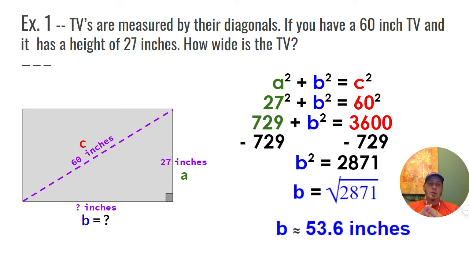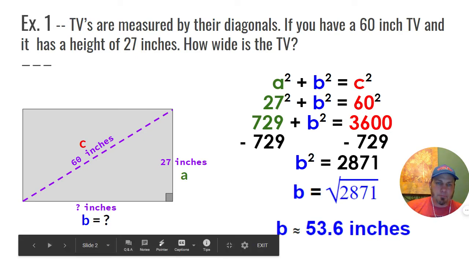So if I bought a television that had a 60-inch screen and it told me that the height was 27 inches, that bottom part of my TV screen would be 53.6 inches across. If it's not, then I didn't get a 60-inch TV. They ripped me off. Good news is they probably won't do that, but if you want to amaze your friends and family, you could show them this, right?